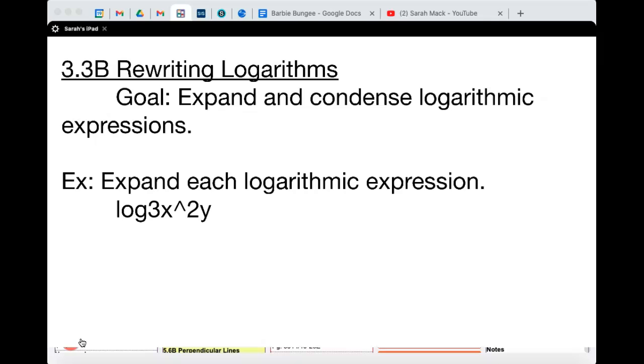Okay, so this is the last section. Tomorrow we're taking a quiz over sections 2 and 3. So, we're going to use our product property, quotient property, and power property from yesterday. We're going to expand this, making as many terms as possible with our logarithms. Then we're going to condense it to get into one logarithm.